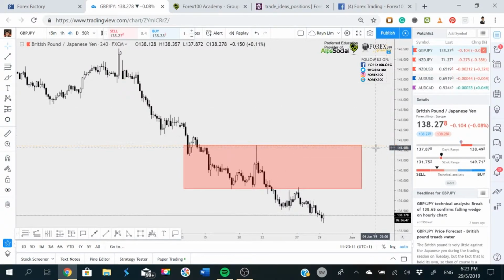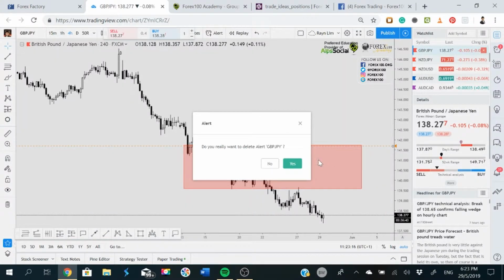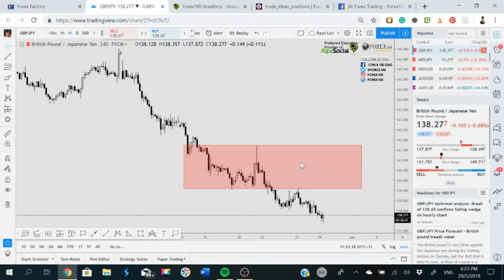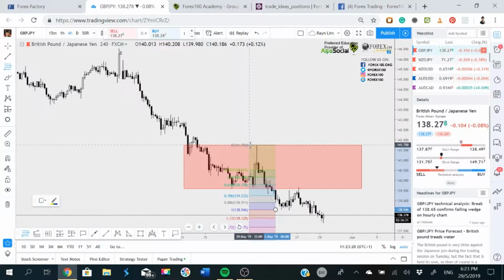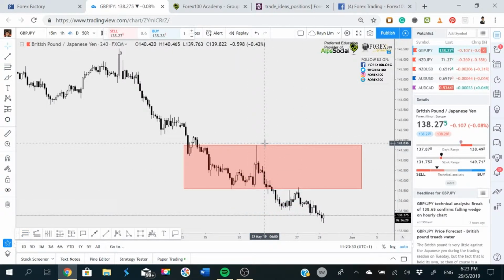Alright, so I'll just remove this. And let me just double check this leg. We might have some development over here. Let's see how it goes.